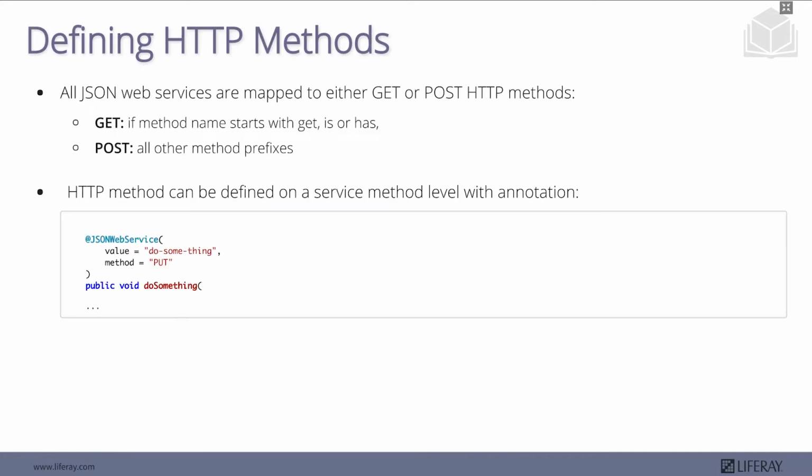When dealing with our JSON web services, they correspond with HTTP methods, more specifically either GET or POST. When we have a specific method that we may want to integrate, we set that method using one of the HTTP methods, but at the end of the day, it resolves to either GET or POST.